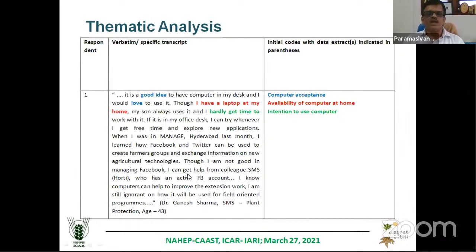Though I am not good in managing Facebook, I can get help from my colleagues who have an active Facebook account. So this sentence says he will be getting help from the colleague when he is not understanding. That means collegial support in an organization, which is a part of the organizational support. Actually, I have not written it here, but you can write whatever. These things are codes. From the codes, you will be identifying the themes.